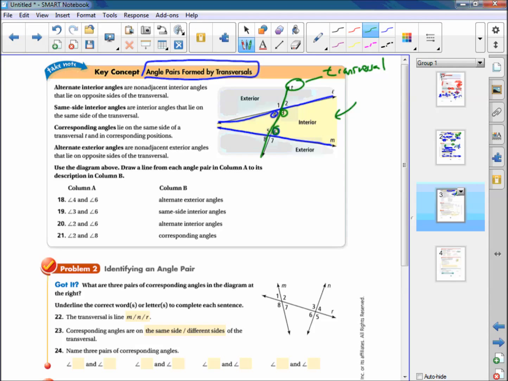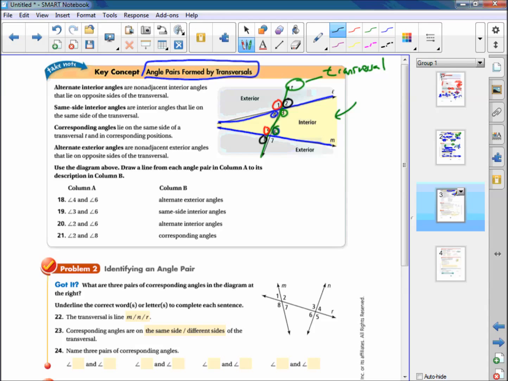Corresponding angles lie on the same side of the transversal T and in corresponding positions. Okay, so corresponding angles are going to be something like 1 and 5. They're on the same side and they're in the same position. They're on the top left. Okay, 2 and 6 would also be corresponding angles because they're both on the top right. Okay. Alternate exterior angles are non-adjacent exterior angles that lie on opposite sides of the transversal. So just like our alternate interior, they have to be on one side of T, so the right side or the left side. So in this case, 2 and 8 would be alternate exterior. So the exterior is the blue part outside of the yellow.